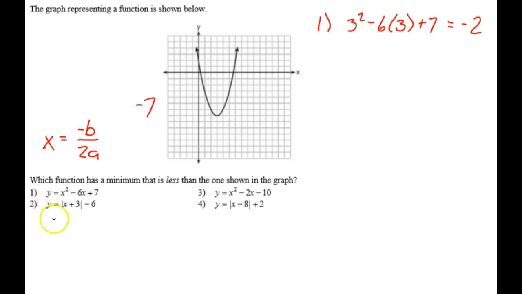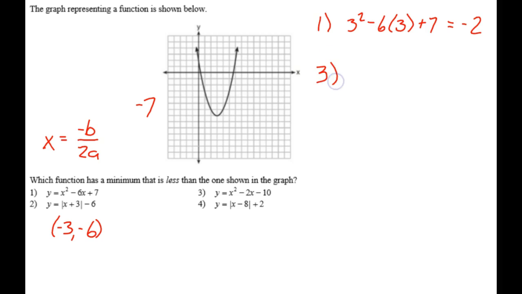Then I go to equation 2. This is an absolute value function. We talked about that earlier in the year. We can quickly identify the vertex. The vertex in this case is going to be a minimum because my a value is 1, which is positive. So this vertex is going to be -3, -6. It has a minimum of -6, which is not less than -7. So now I go to the third equation.